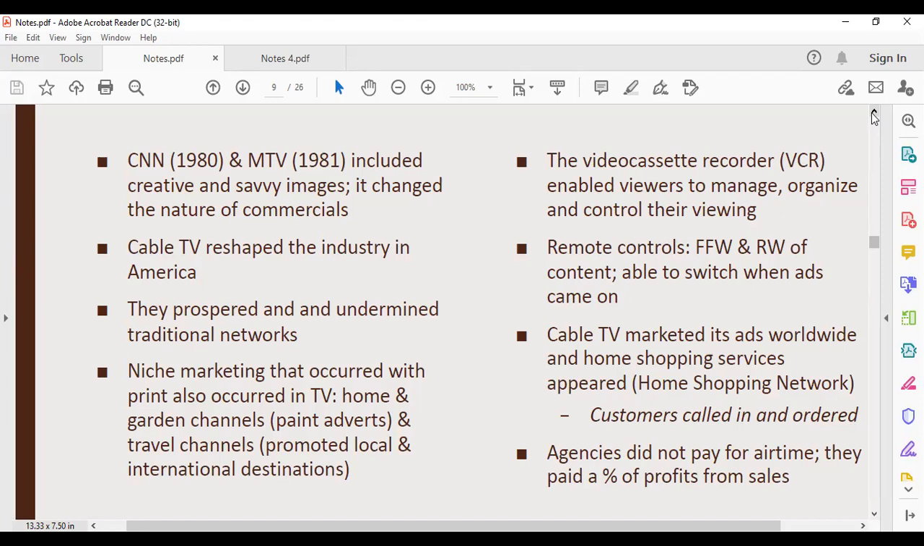So when they say cable television, think of your CNN. CNN is worldwide, known all over the world. MTV, we know MTV all over the world. It might have its head office in the United States, but it's known all over Asia, Africa, South America, and Europe. During this time, agencies did not pay for airtime. They paid 0% of profits from sales.